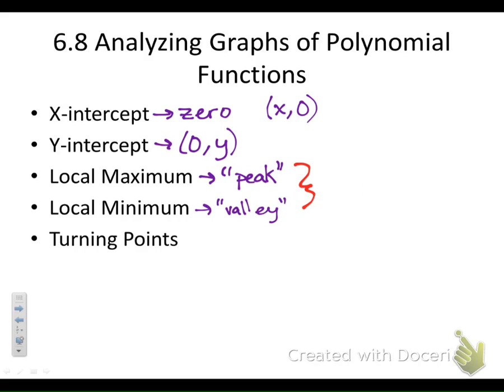If I have some type of function, a peak or a maximum, a local max, is something that looks like a peak in a mountain. A valley would be a low point. And I'm just abbreviating it with max and min. So tonight's homework, I just want you to estimate, okay, where is that maximum point? Where is that minimum point? And both of these are called turning points. A turning point is when we change from going from increasing to decreasing or vice versa.